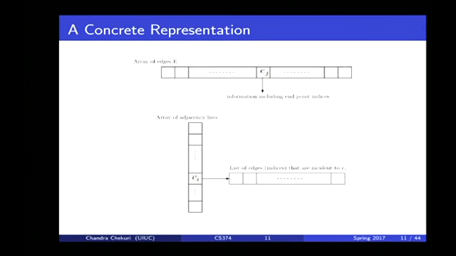Ej means the edge j. I number the edges arbitrarily, 1 to m. If I have 100 edges, this one is E1, that is E2, and I store them in an array.